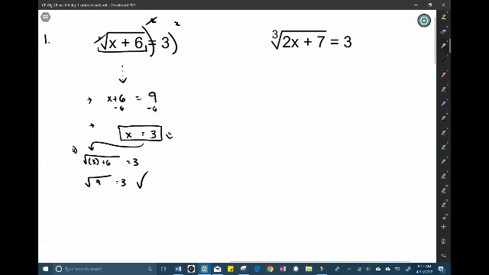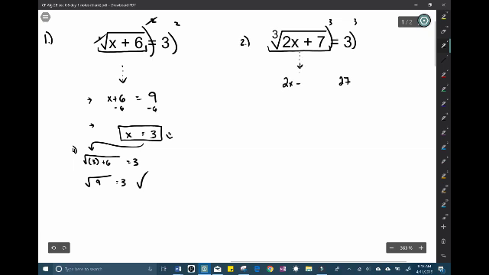All right, for example number 2 here. First step, again, get the radical by itself. That's already taken care of. Then we can raise each to the third power, so 3 to the third is 27. What's inside comes on out. 2x plus 7 is equal to 27. From here, we'll solve, so subtract 7. 20 equals 2x, divided by 2. X equals 10. That's what we think it is.